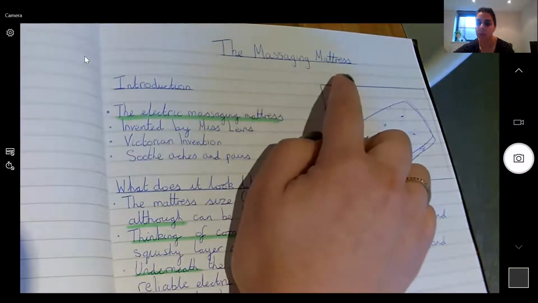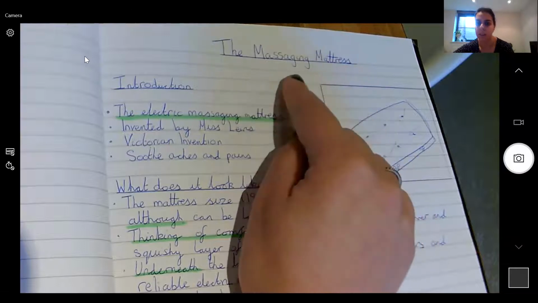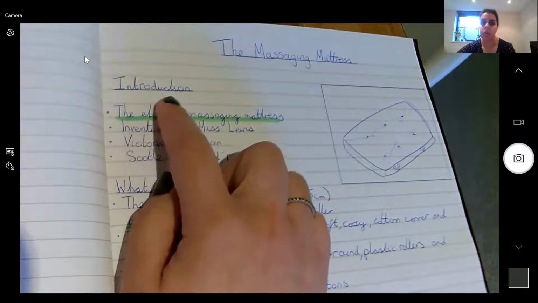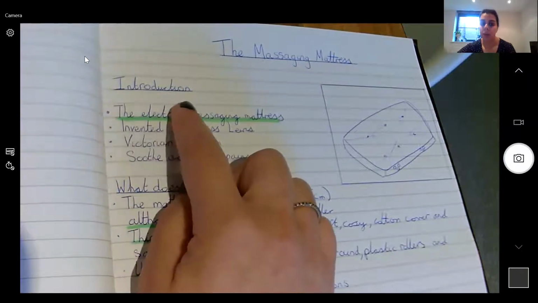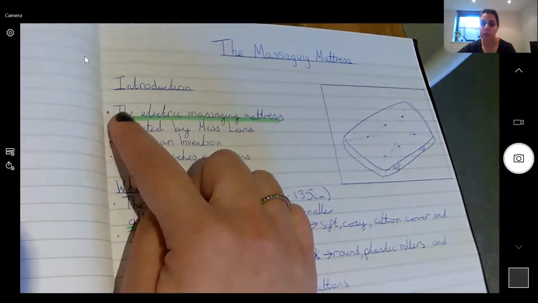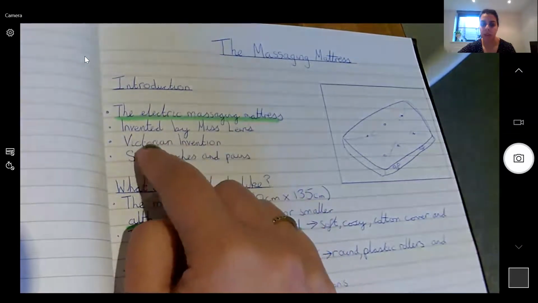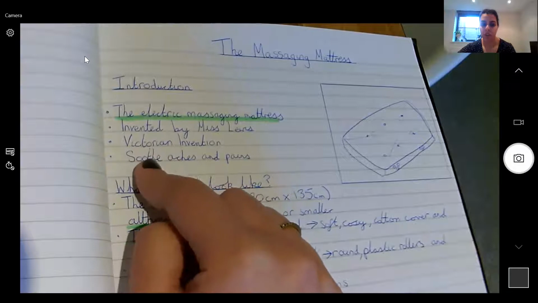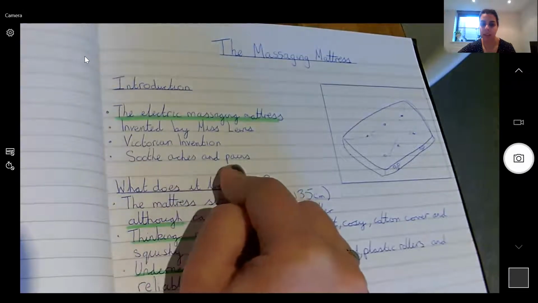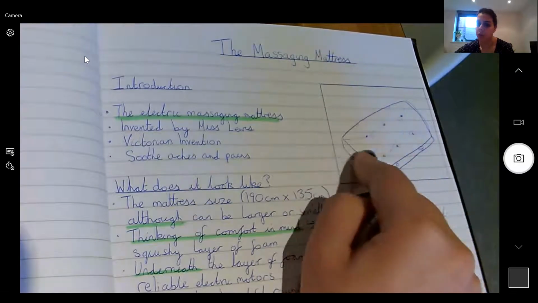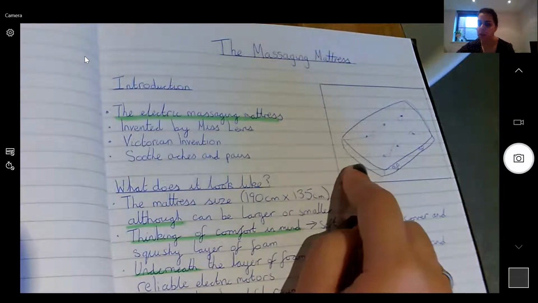It's underlined with a ruler as well, and it's in the middle of my page. Then I've got my introduction over here. This is my first subheading, also with a capital letter and also underlined with a ruler. And then I've got my bullet points. The electric massaging mattress, invented by Miss Lewis, from a Victorian invention, and the aim was to soothe aches and pains. And I've got my picture, which I've drawn in a box with a ruler.